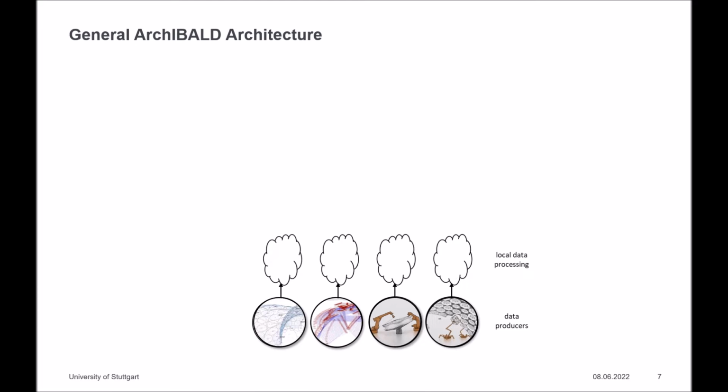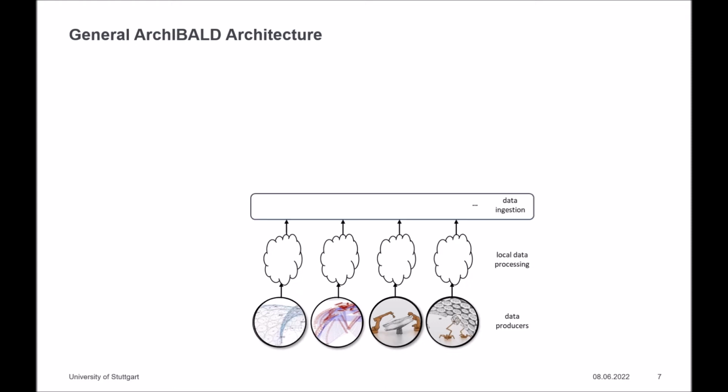We use the data lake architecture as a basis, based on the results of a study we conducted previously among expert researchers within the building industry. So, in the beginning, there are some data producers who do some local data processing and generate some data which is or can be relevant for ArchIBALD. Then, we want to ingest this raw data from heterogeneous sources into the data lake.